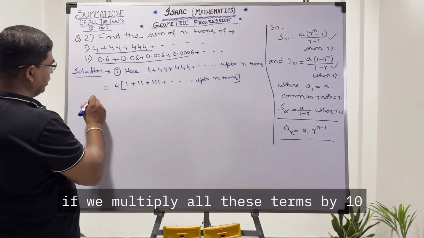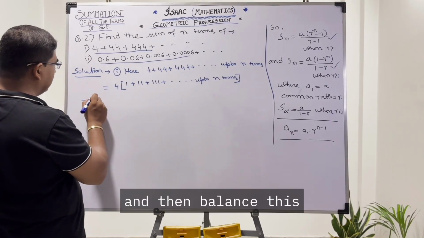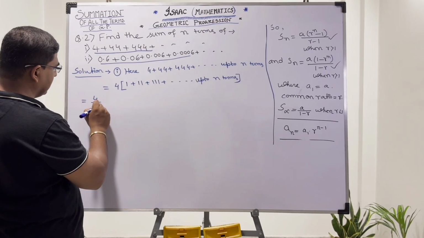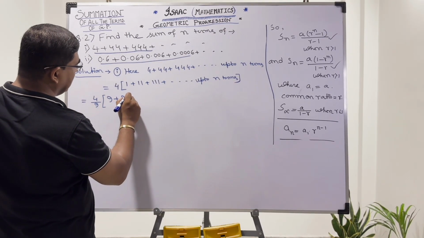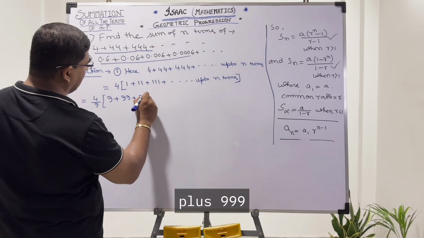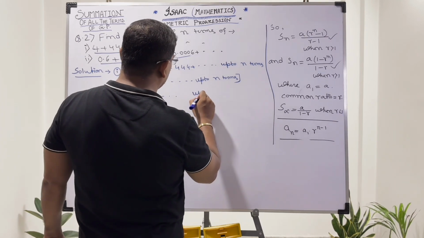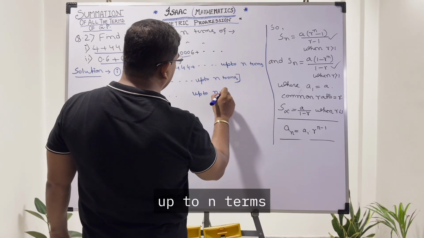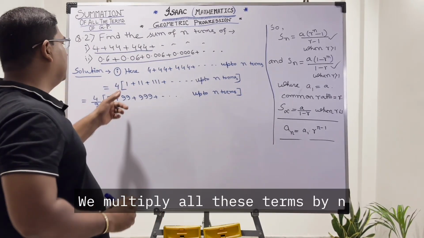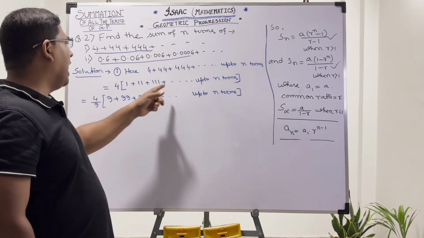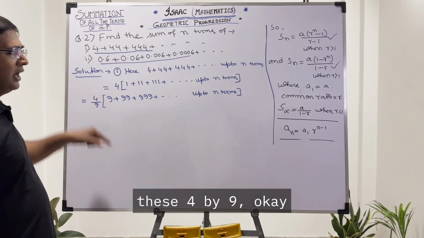Now, if we multiply all these terms by 9 and then balance this, then we will get 9 plus 99 plus 999 plus continuing up to n terms. We multiply all these terms by 9, and to balance this we divide this 4 by 9. Okay.